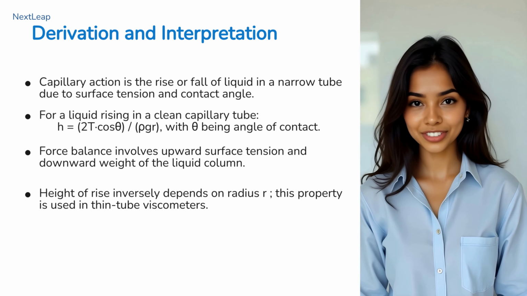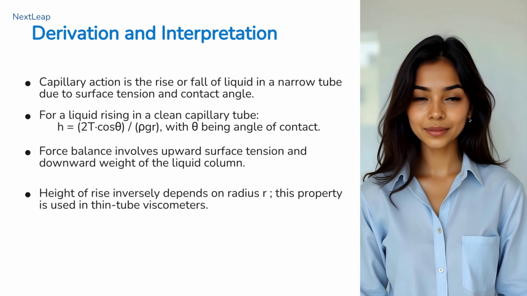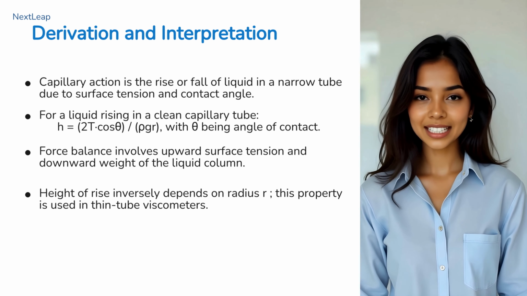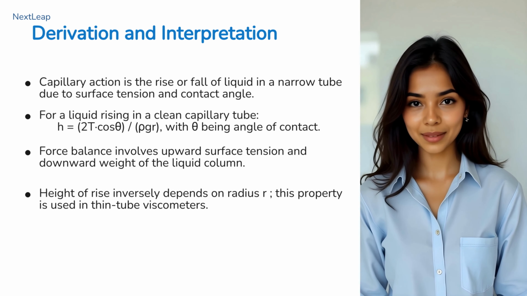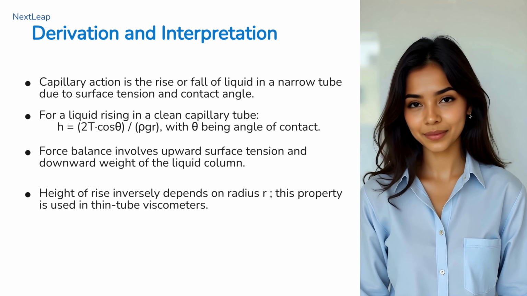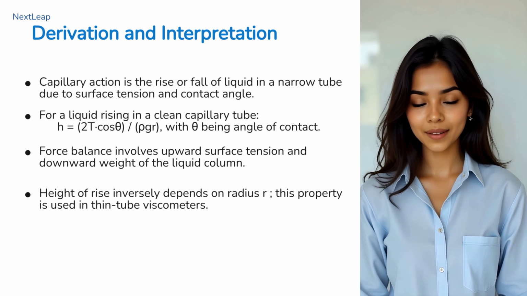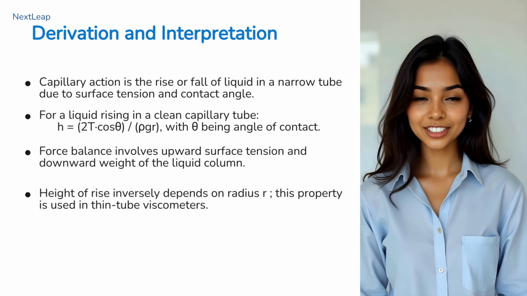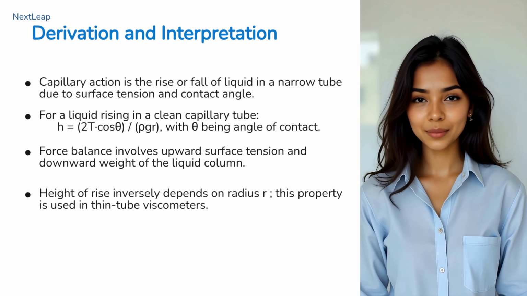Surface tension pulls the liquid up while gravity pulls it down with the weight of the liquid column. You can visualize this in a narrow capillary tube where the curved meniscus forms an angle theta with the tube wall, radius r is labeled, and height h measures how far the liquid climbs. Notice that the rise height increases as the tube radius gets smaller, making capillarity very effective in tiny tubes. This principle is even used in thin tube viscometers to measure fluid properties.